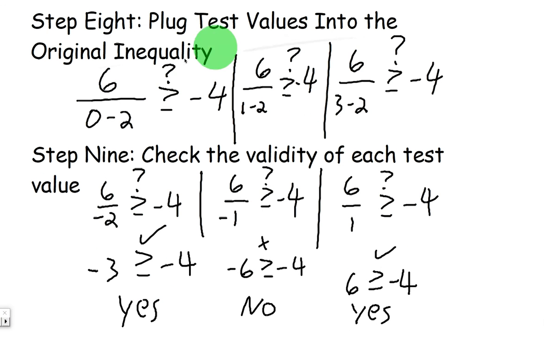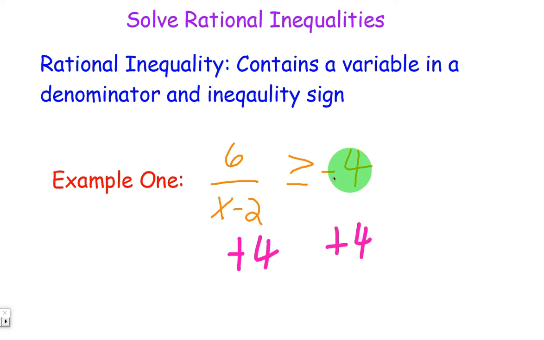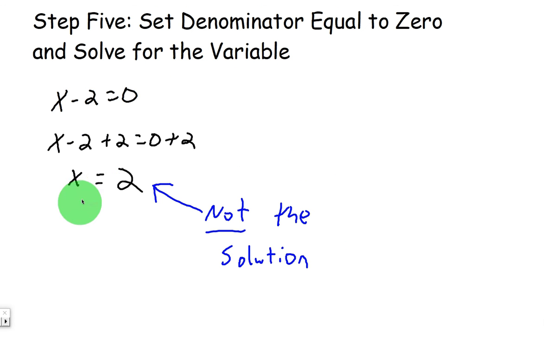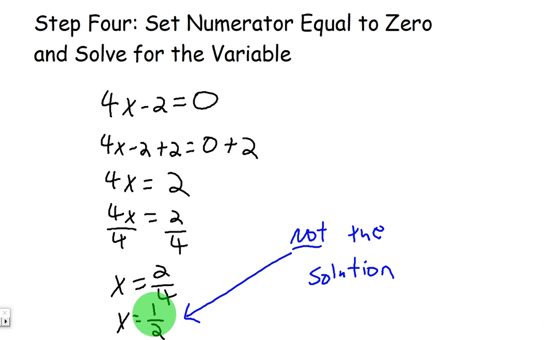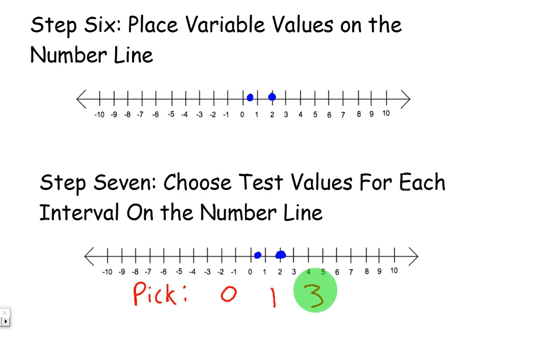Step 8, plug test values into the original inequality. So if you recall the original inequality, let's go back here real quick. Have to go all the way back, it is right here. So we're plugging our test values on the number line into x. I did kind of misspeak earlier. These are not test values. These are kind of markers on the number line. The numbers in between and on the outside, those are your test values. Okay, so just clarifying that.